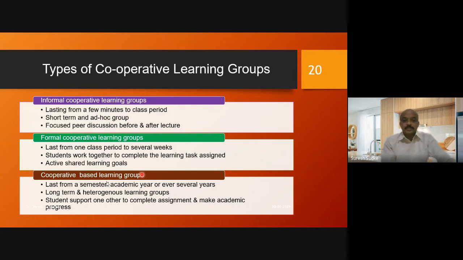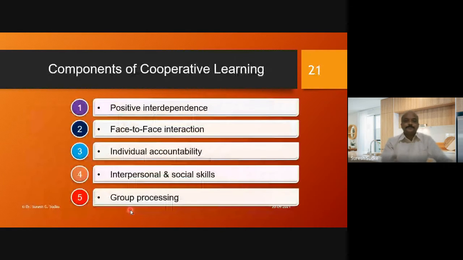Why are we mostly selecting the heterogeneous learning group? If in a group all students are slow learners, then there may be negligence towards the task. And if all are active or fast learners, then the chances of conflict will be more, and that's why we should prepare a heterogeneous learning group. The students support one another to complete the assignment and to make academic progress.